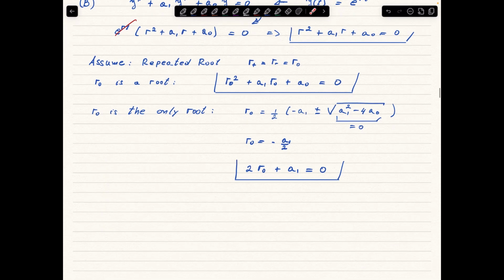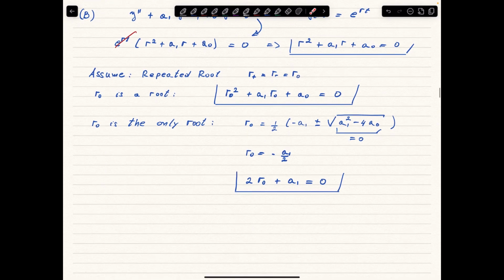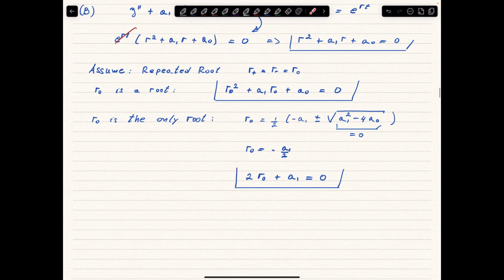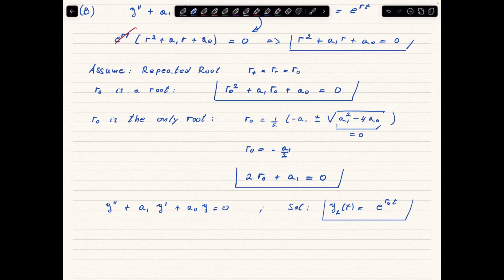Alright, so now what do we do? Well, let's go back to our equation. The equation is y'' + a1 y' + a0 y = 0, and we have one solution. Because we have r0, one solution, let's call it y1, is the exponential e^(r0 t). We know that. So now we need to find a second solution.